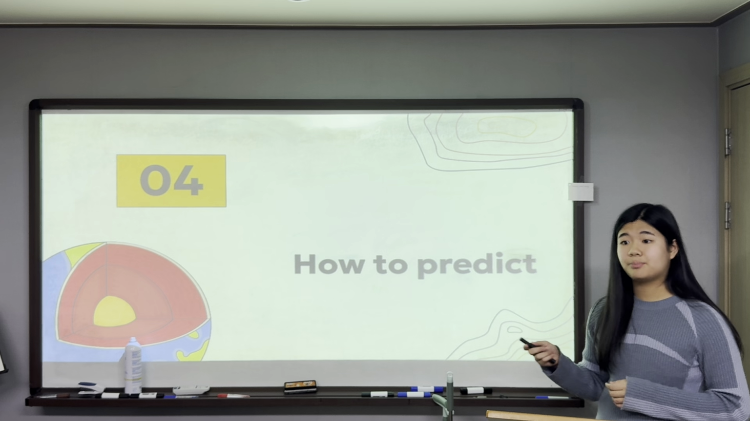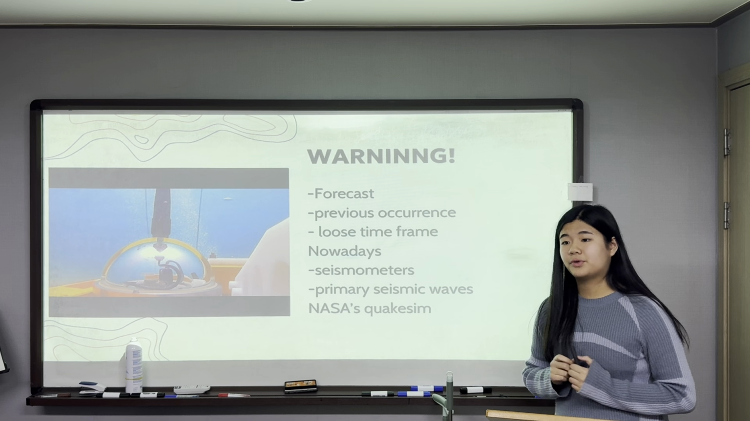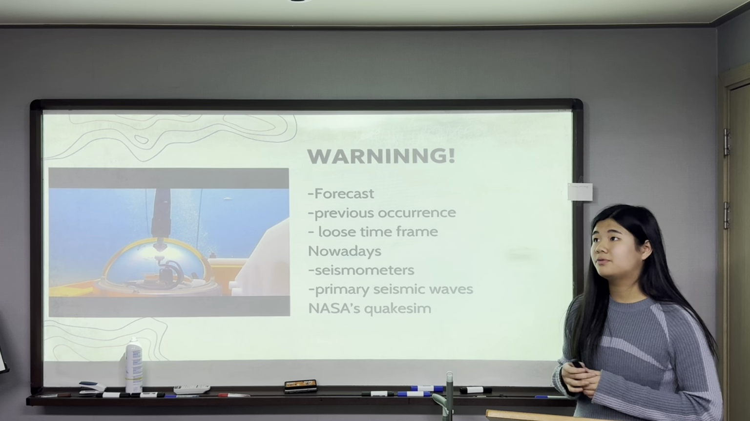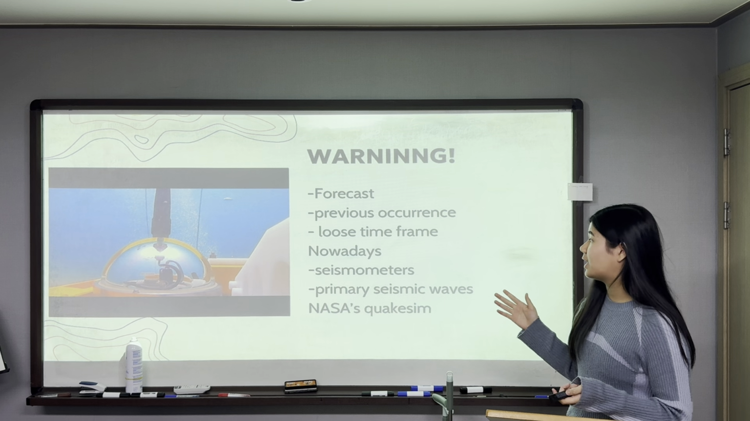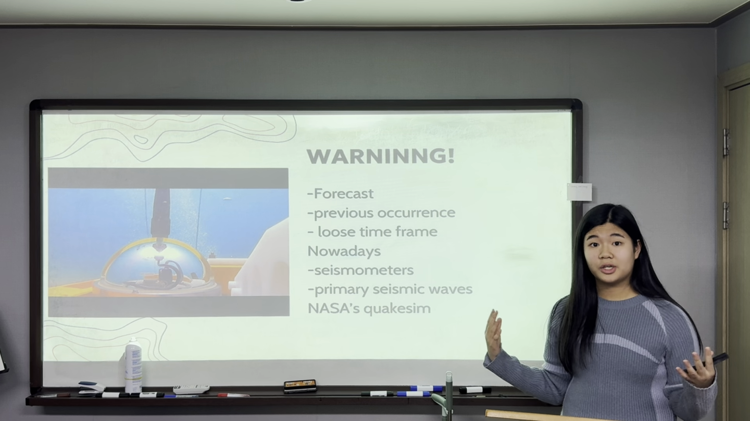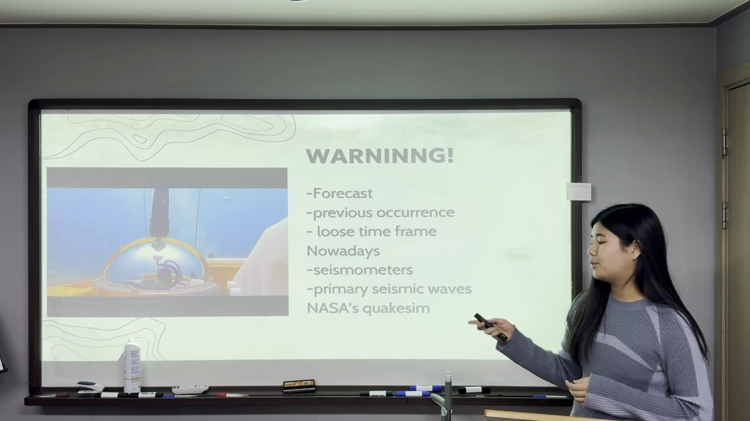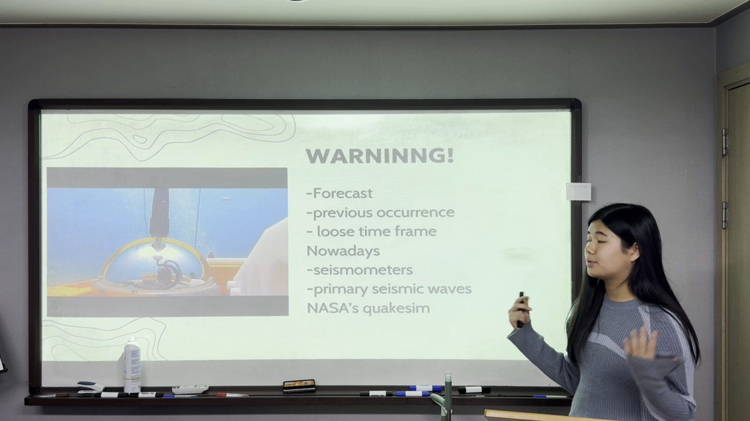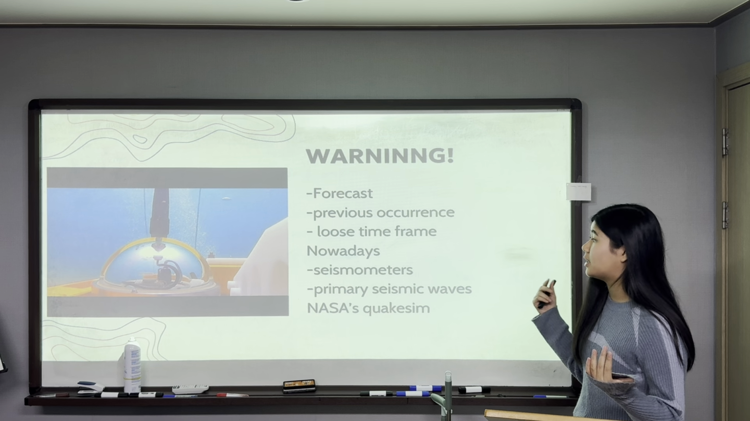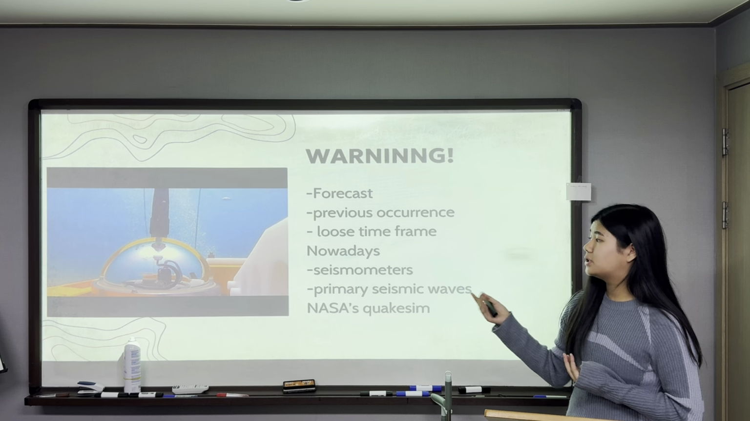Last is how to predict and prevent earthquakes. In the past, people have relied on forecasts, for example, like with volcanic activities. When you track and forecast volcanic activities, you can know from the past documents that the volcano erupted every 100 years or so. Kind of like that, we can know from past documents when earthquakes happened. So people used to predict earthquakes like that, but nowadays we use seismometers.